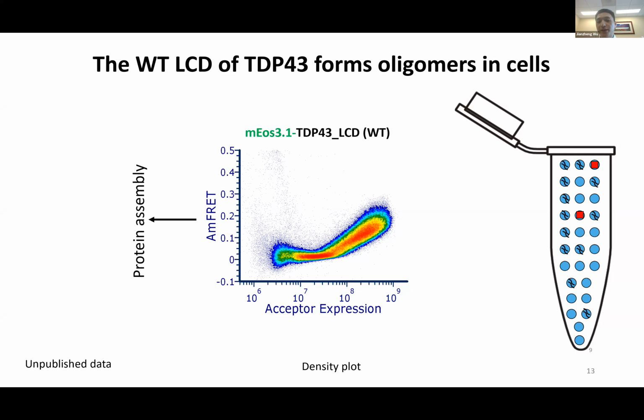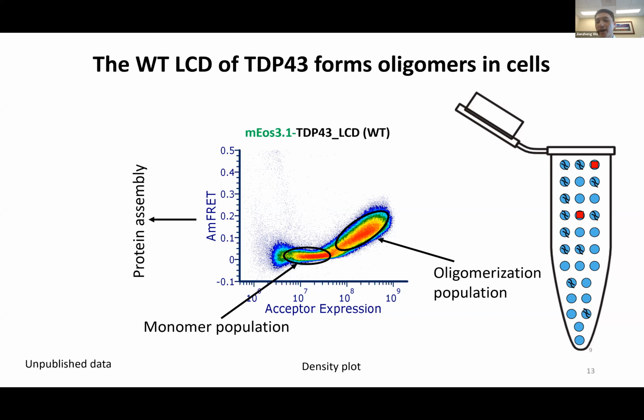From this plot, we can appreciate two parts of this distribution. The population that has negligible amphoret indicates the absence of protein assembly, which represents the monomer population. As the concentration continues to increase, the cells acquire a concentration-dependent increase in amphoret, indicating the presence of protein assembly. We figured out that the threat comes from the protein oligomerization within this population.